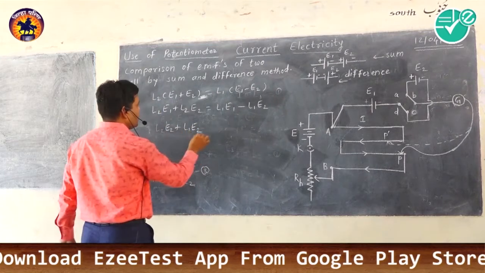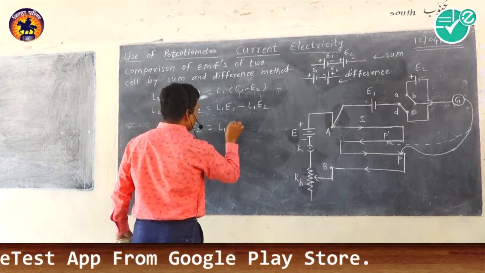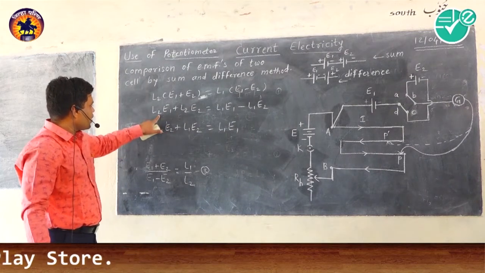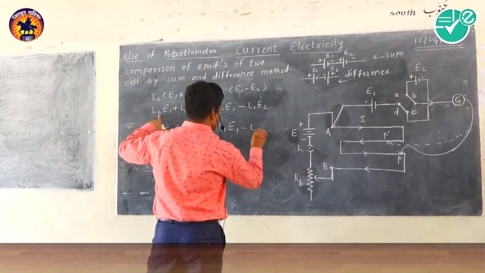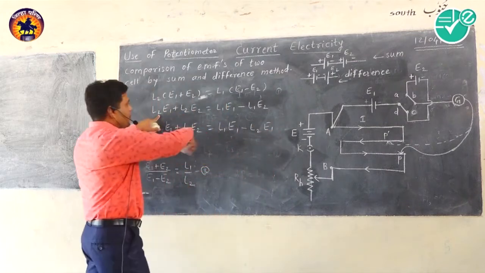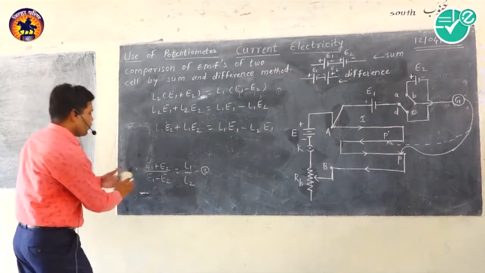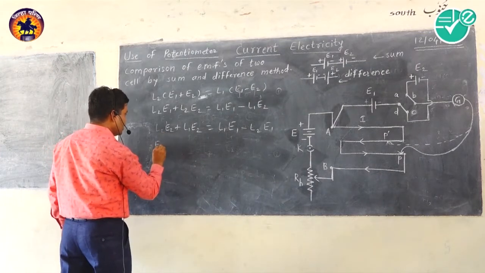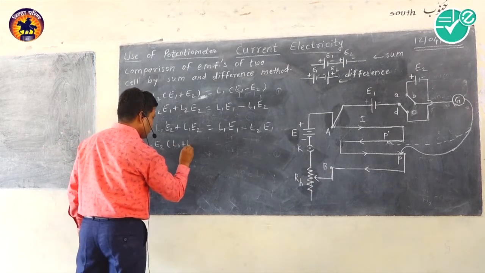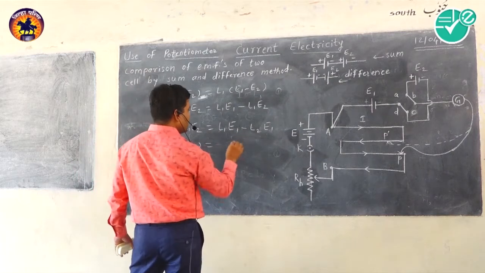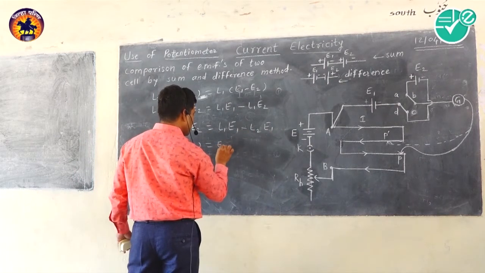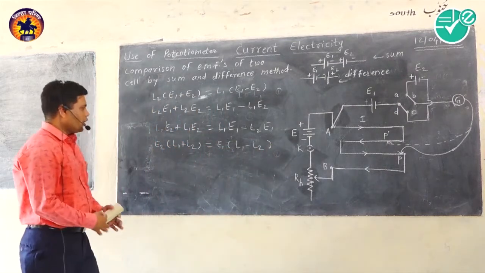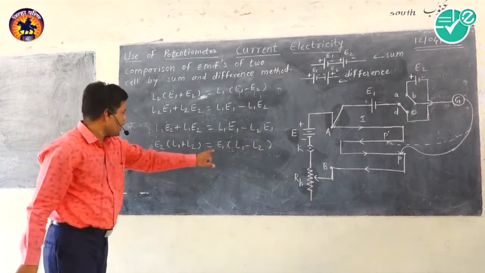This term I have brought here, and here L1 E1, and L2 E2 I kept as it is, and this term minus L2 E1 I have brought to the right hand side. Now take E2 as common, and in the bracket it will remain L1 plus L2, and from this side take E1 as common, and in the bracket L1 minus L2 will remain. So now we have got E1 here and E2 here.